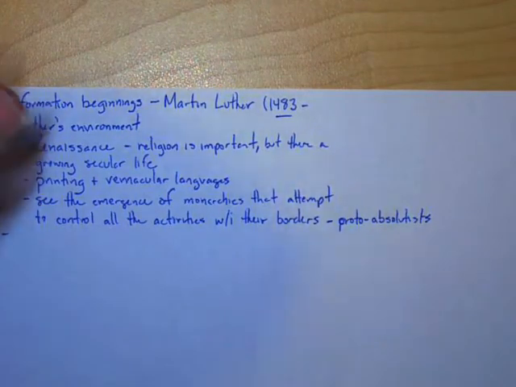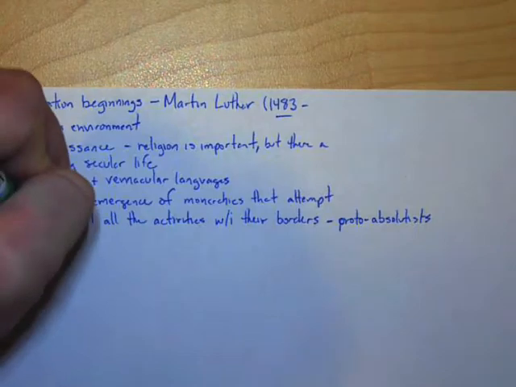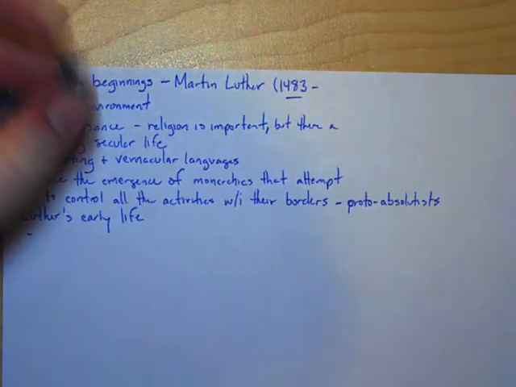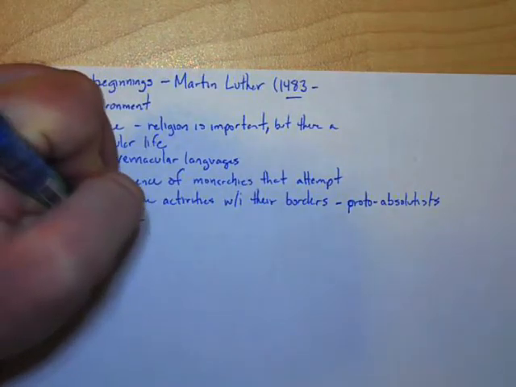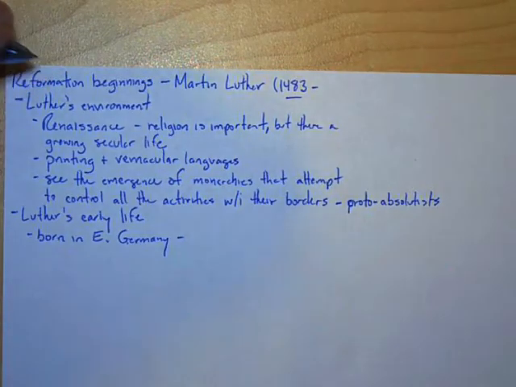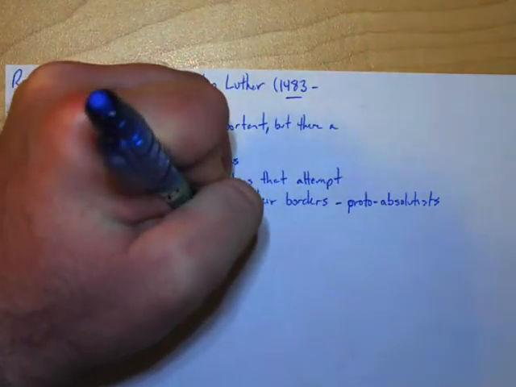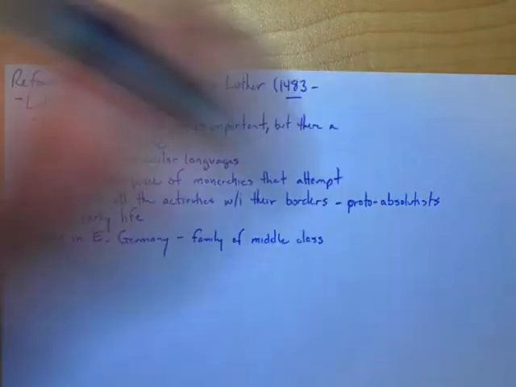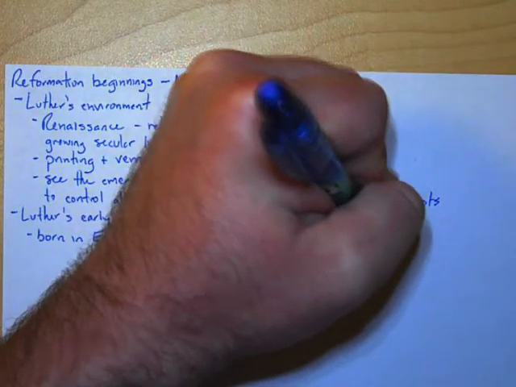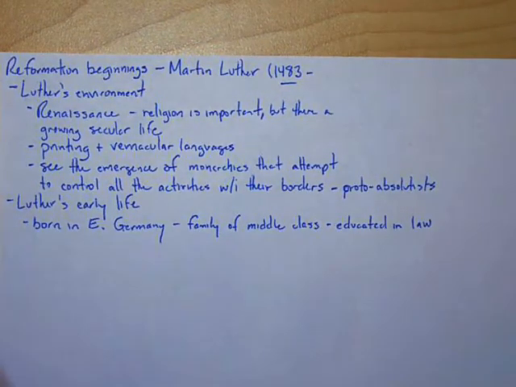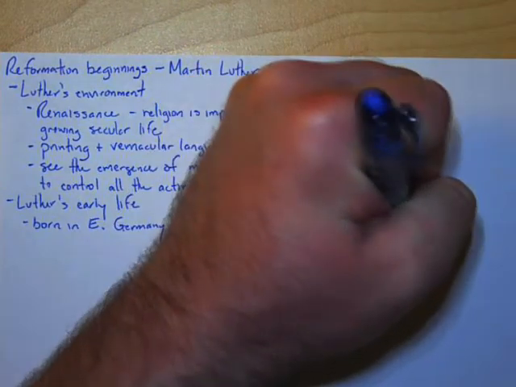So let's talk a little bit about Luther's life, or at least his early life. So he was born in what is now Eastern Germany, to a family of minor nobles, kind of like middle class people. I'm not even sure they're noble, but they're definitely middle class people. So they're educated in the law. So they have a skill. So they're not just laborers, they do skilled work.